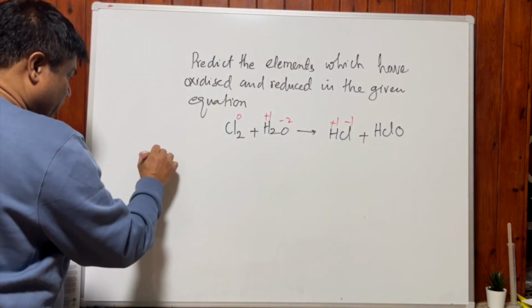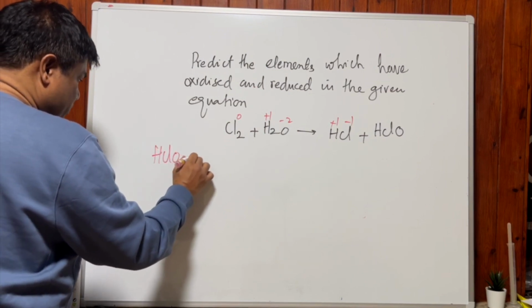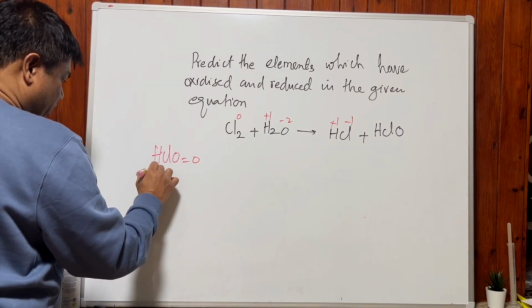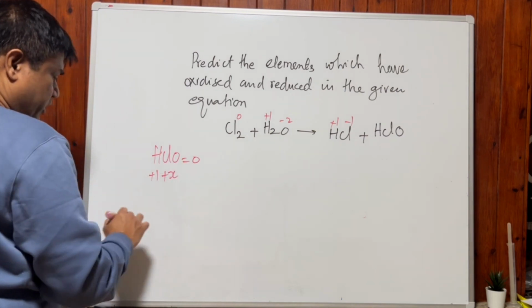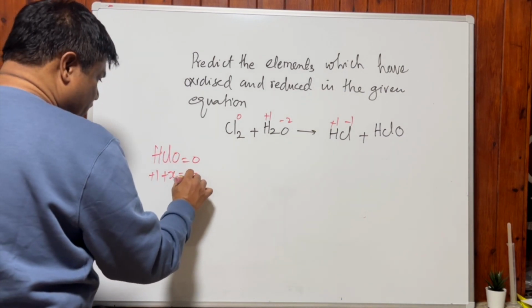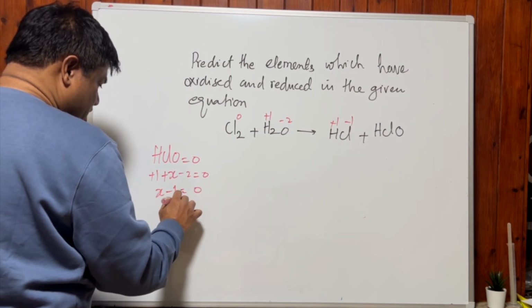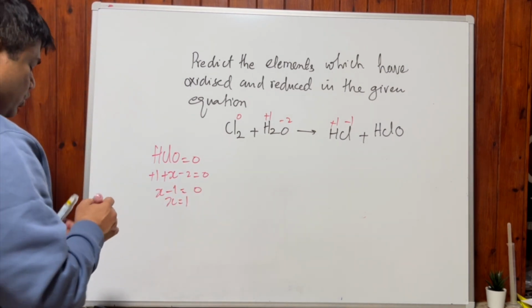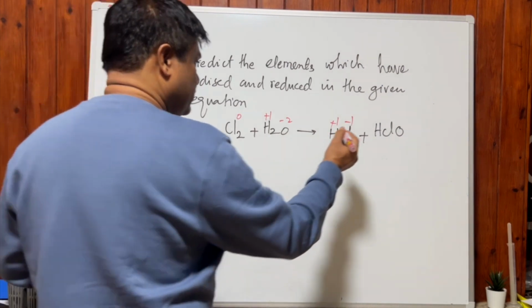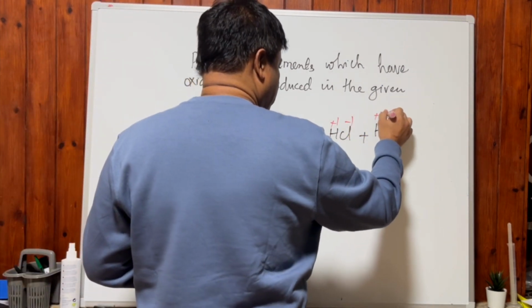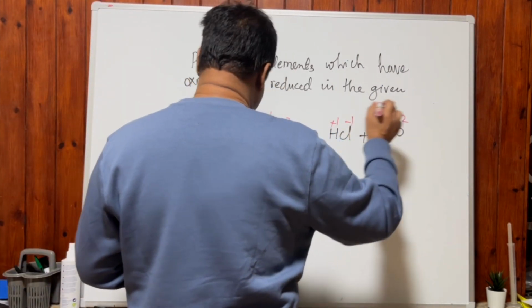I want to show you here HClO, which equals 0. Hydrogen is +1, I don't know chlorine, X, and oxygen is -2, equals 0. So X minus 1 equals 0, so X equals +1. So hydrogen is +1, you know that, +1, -2, so overall 0.